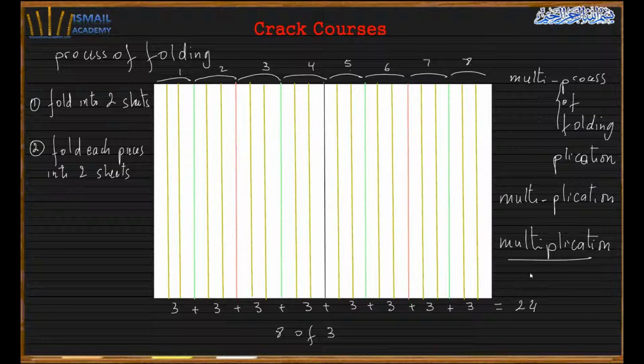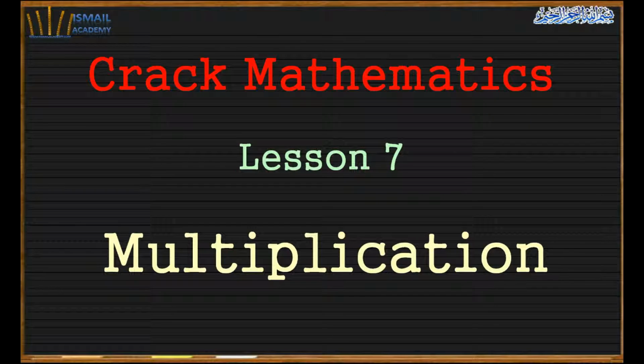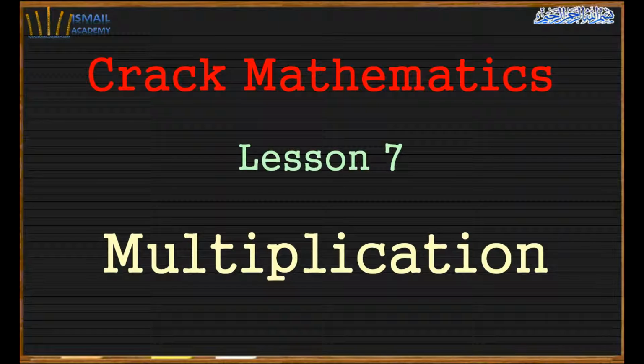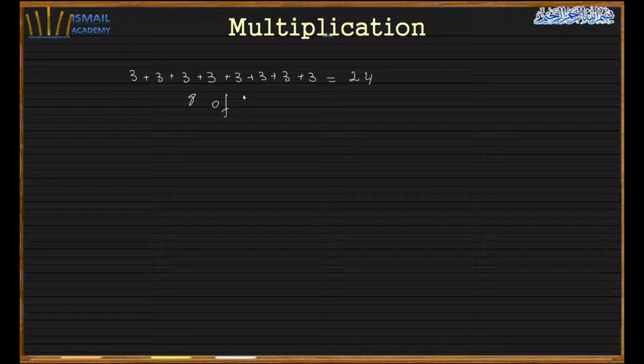And the lesson today is multiplication. So welcome to Crack Mathematics. The lesson 7 today is about multiplication. Using the example we did in the introduction, we sum eight threes. So we got 3 plus 3 plus 3 plus 3 plus 3 plus 3 plus 3 plus 3 and we got 24. So we got eight of threes.